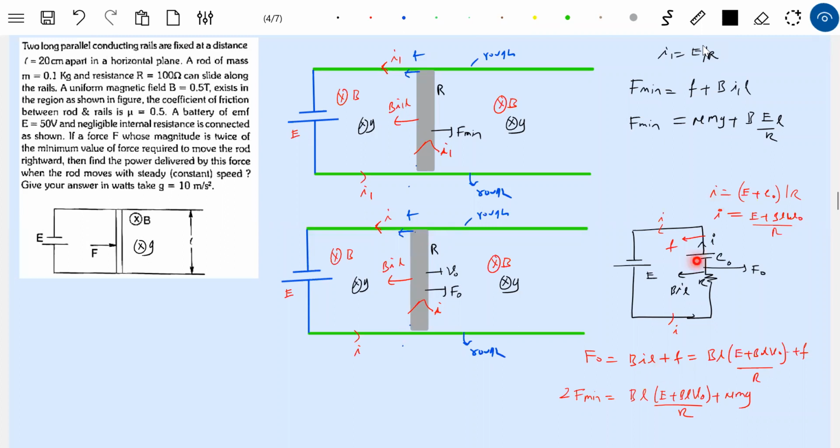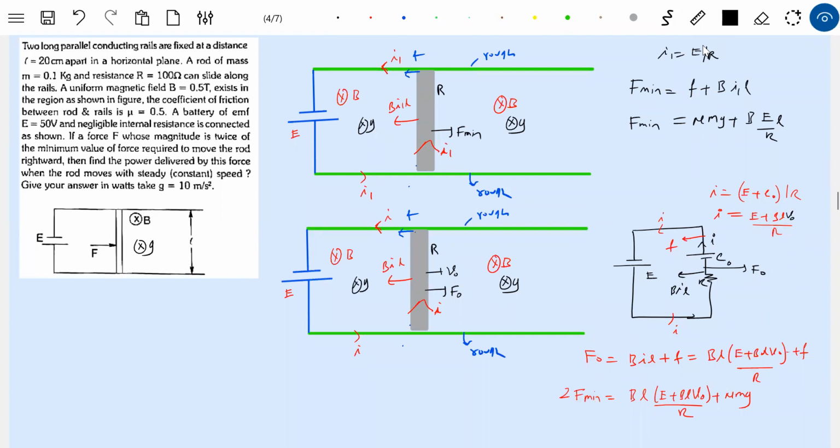So what is I equal to now? The moving rod will behave like a cell and it has a resistance R. Then the resultant current I is equal to capital E plus E naught by R. So what is E naught? BLV naught by R. Okay, substitute this I here. Then we'll solve it. So what is that minimum force? It is twice of that one.